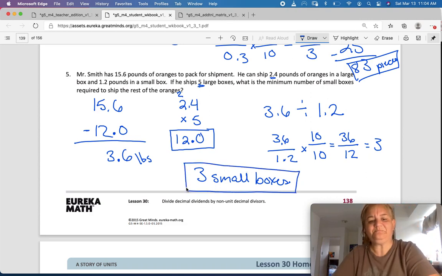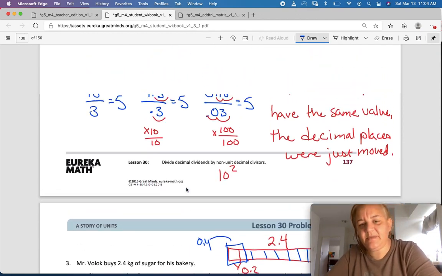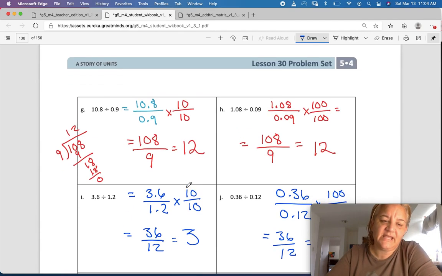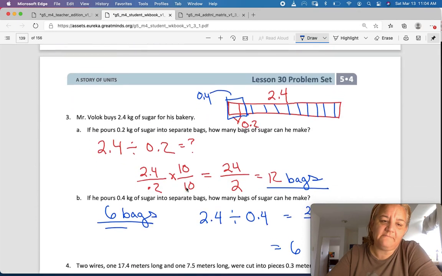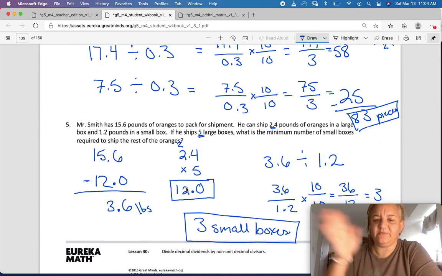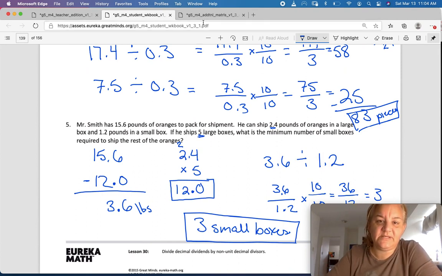Great. All right. Not too tricky. We're just thinking about fractions as division and how we can get those fractions into moving over the decimal points. So if you have questions, please let me know.